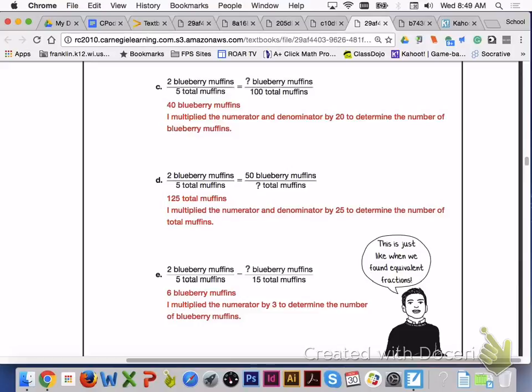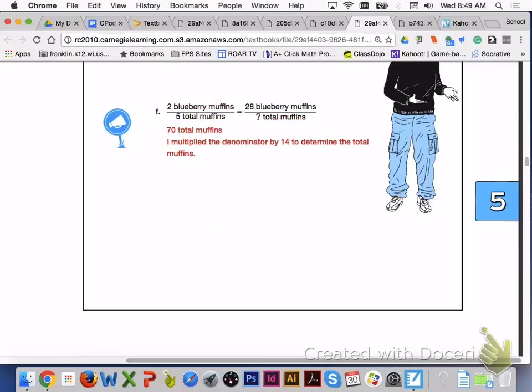For letter C, you will have 40 blueberry muffins. Your scaling up factor is going to be 20. Letter D, 125 total muffins, your scaling up factor will be 25. For letter E, 6 blueberry muffins, your scaling up factor will be 3. And for letter F, 70 total muffins, your scaling up factor will be 14.